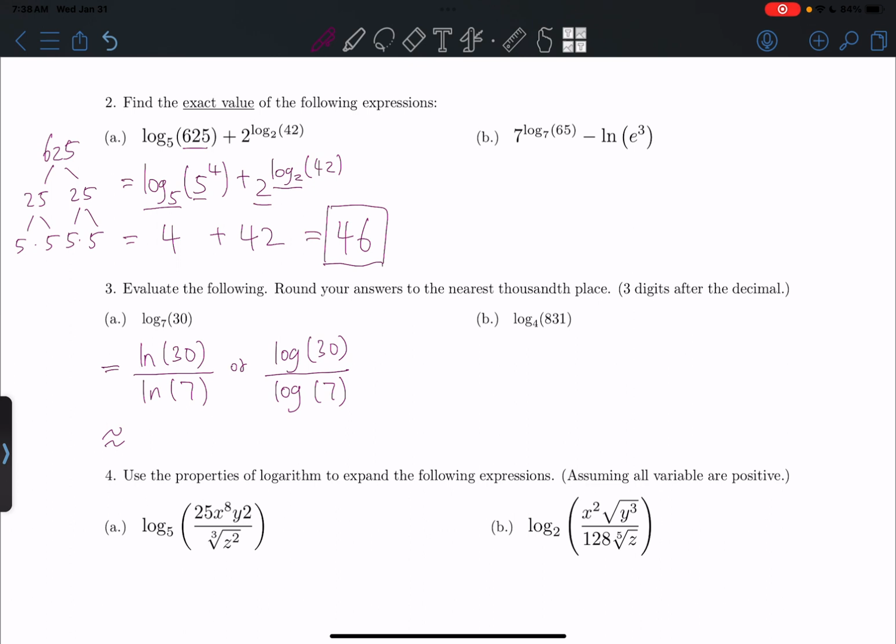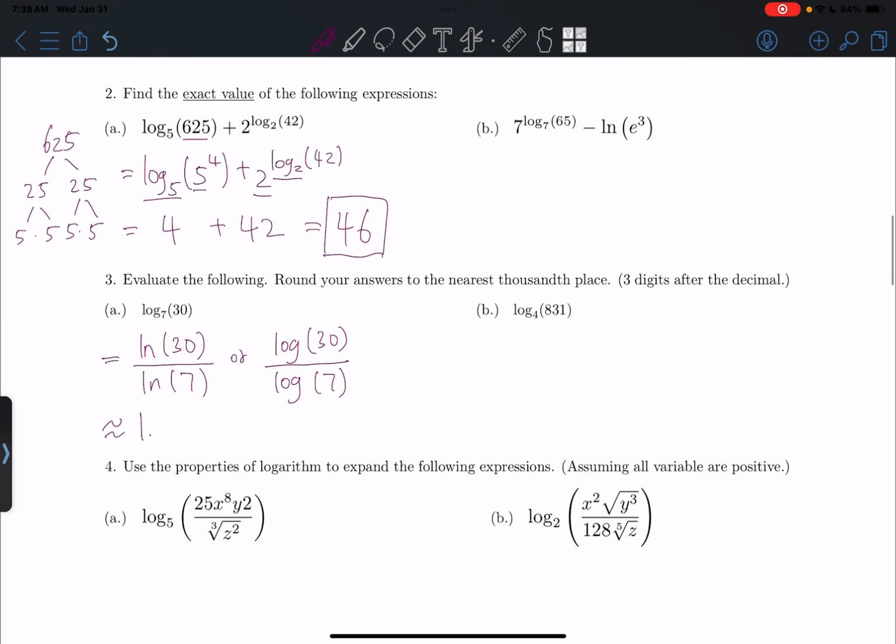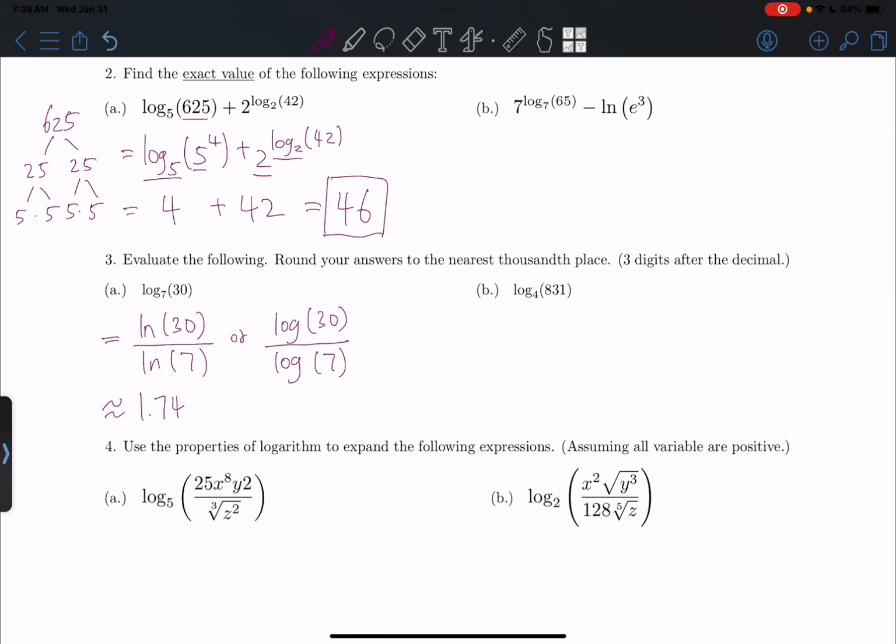It looks like about 1.7478, but it says three digits after the decimal, so 1.748. So this is just a quick application of the change of base formula.